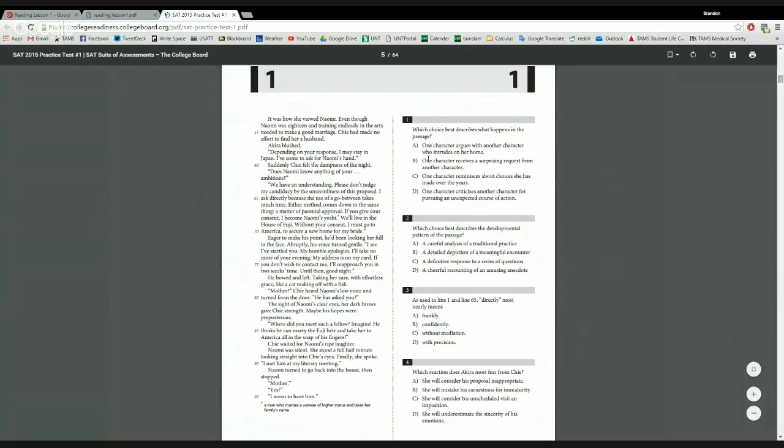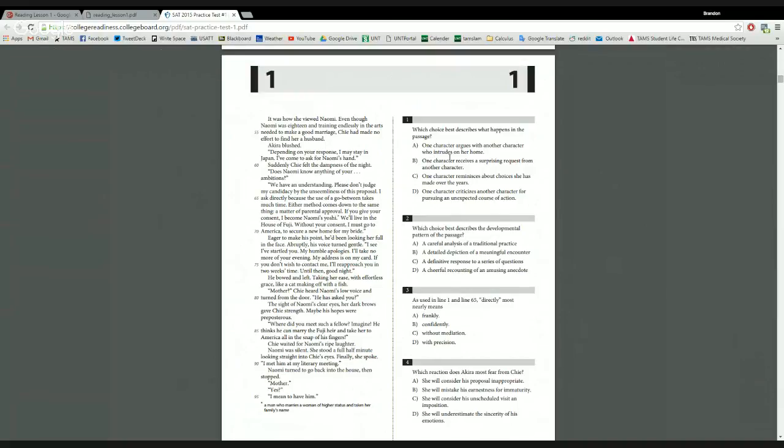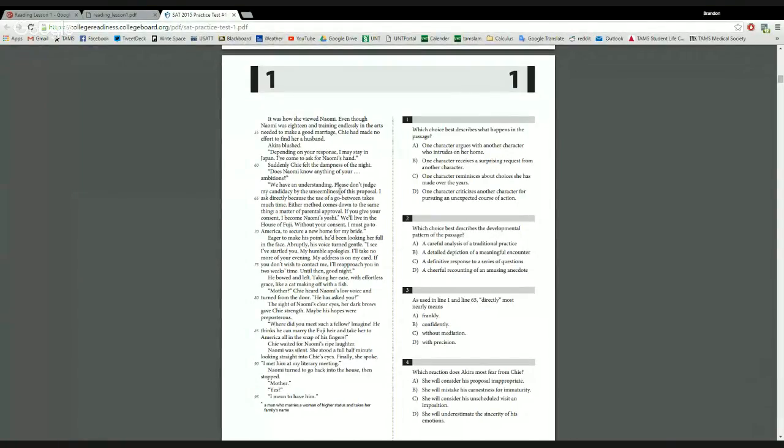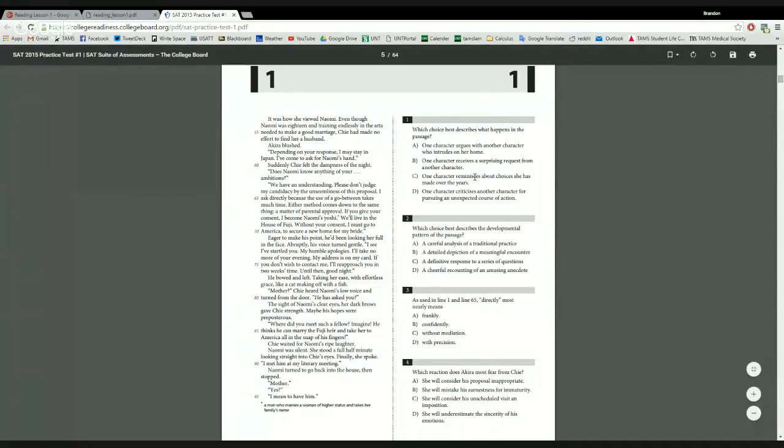B, one character receives a surprising request from another character. A request does in fact happen, and it is between Akira and Chie. So this is correct, and there's nothing wrong about the sentence, so we can keep that there. C, one character reminisces about choices she has made over the years. This is incorrect because the passage is focused more on the idea of Akira's and Naomi's present lives rather than the future. So this may be correct, but not exactly what happens during the whole passage.